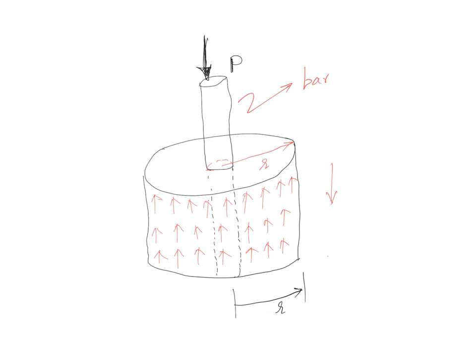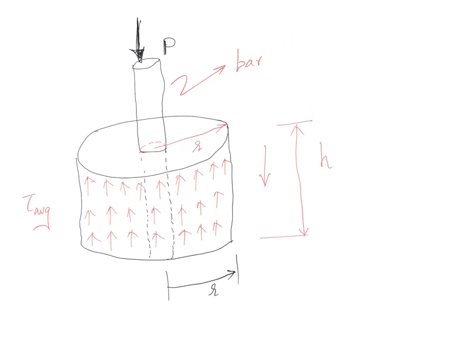Given this, this dimension is also known. This is h, I reckon. Let's call this average shear stress tau average. Now, bringing in the equations of equilibrium, let me write it down on the side. The force P should be balanced by the resistance. So that will be tau average times the area, where the area is the perimeter, 2 pi r, multiplied by the height h. So you get your tau average varying as a mathematical equation like this.